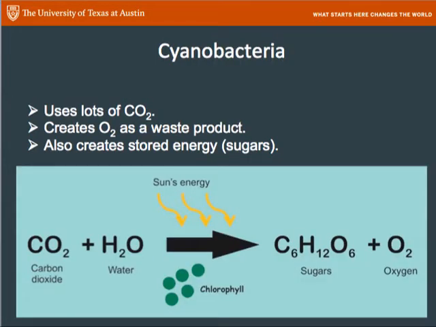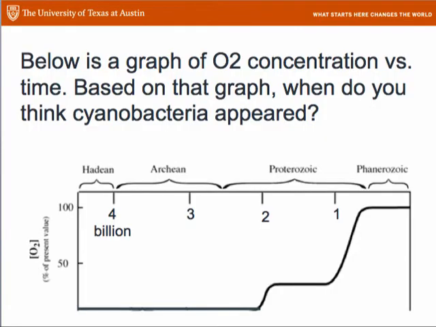The very early atmosphere did not have any oxygen, and the process of photosynthesis was needed to create it. Cyanobacteria are sometimes called blue-green algae, and they are photosynthesizing bacteria. This is really important because all higher order forms of life, animals, of course, need oxygen. So this is a graph of oxygen concentration versus geologic time, and I think based on this graph you can kind of tell where the cyanobacteria must have appeared.